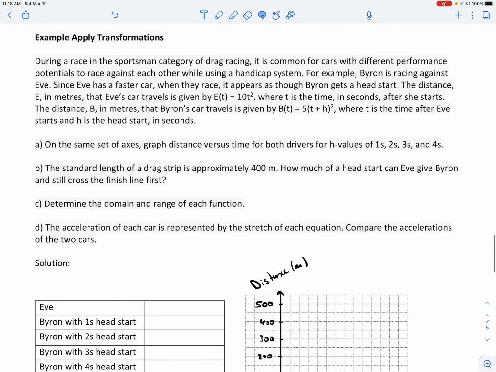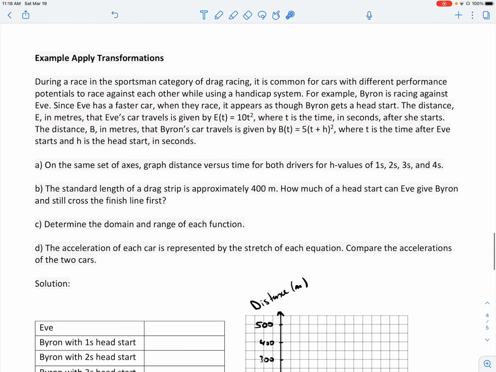Hi, welcome back to our last video in 2.6, combinations of transformations. In this example, we're going to look at a real-life scenario where we can apply some transformation principles to it.